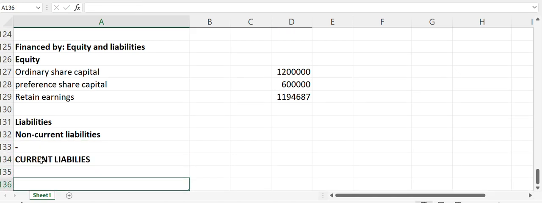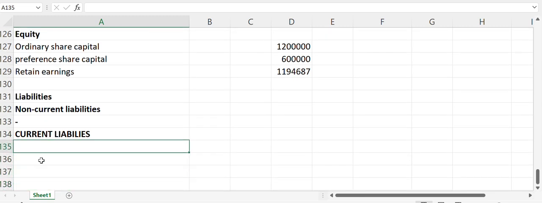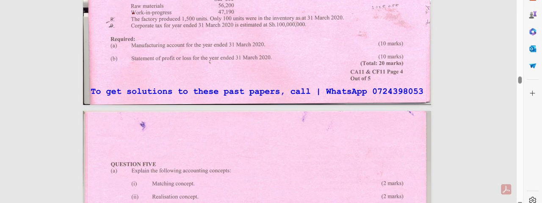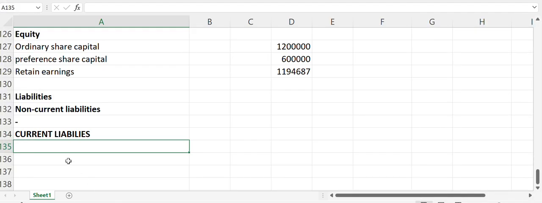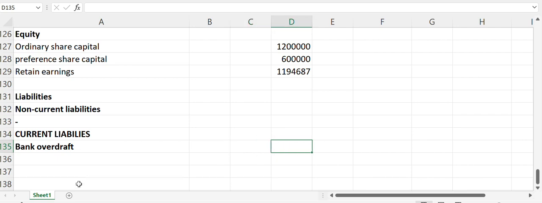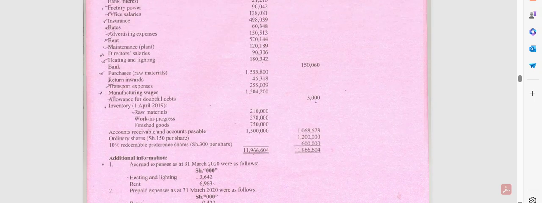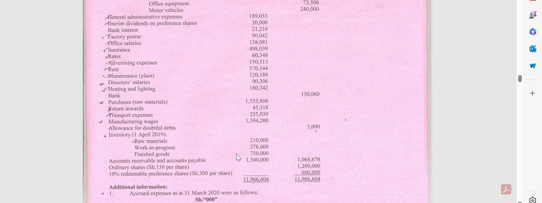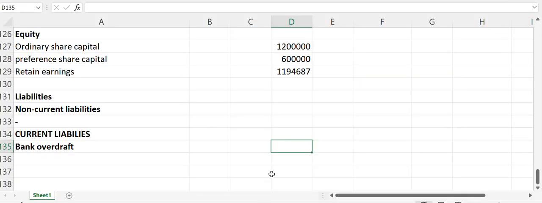So for current liabilities, we have a couple. Start with the bank overdraft. How did I know it's a bank overdraft? It is on the credit side. Okay, so on the credit side, bank overdraft of 150,060.